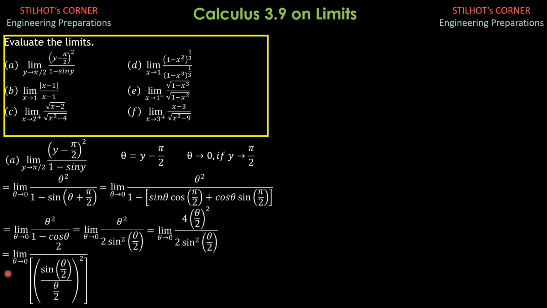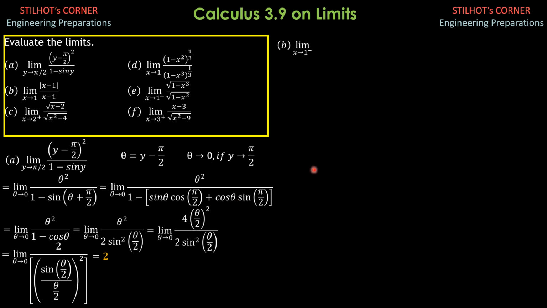The limit is 1. So this is the transformation. 4 over 2 is 2. Then we bring this down as the denominator of sine squared theta over 2. So that becomes 2 over the quantity sine theta over 2 over theta over 2, squared. The limit of sine of theta over 2 over theta over 2 is 1. 1 squared is still 1. So 2 over 1 is 2. So the answer is 2.